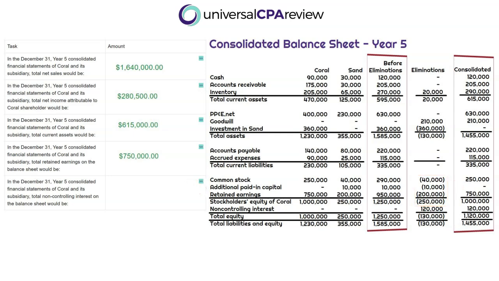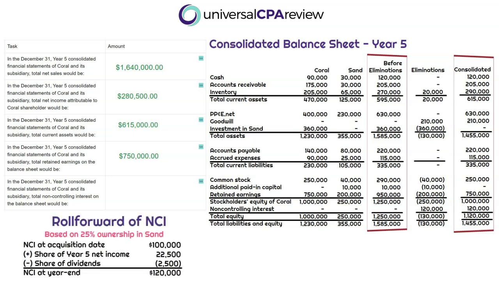And then this last row says, in the December 31 year 5 consolidated financial statements of Coral and its subsidiary, total non-controlling interest on the balance sheet would be what? Right? So remember, at the beginning of the year, if it said January 1st year 5, we would have put $100,000, but then we had to factor in the share of net income, which increases non-controlling interest, and then we had to also reduce it for the share of dividends. And that's how we got to $120,000, which is going to be the correct answer for this row.